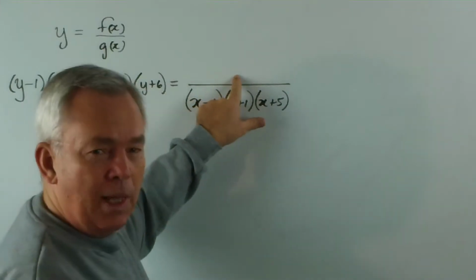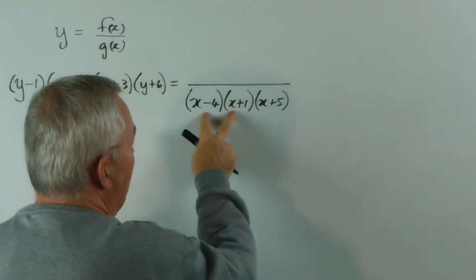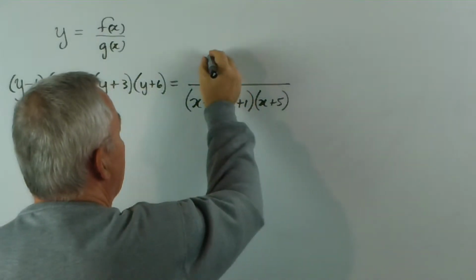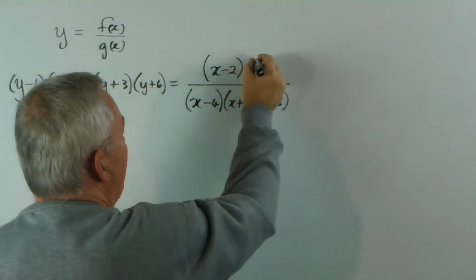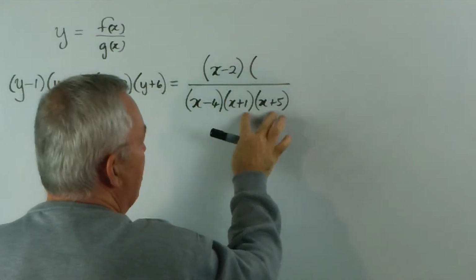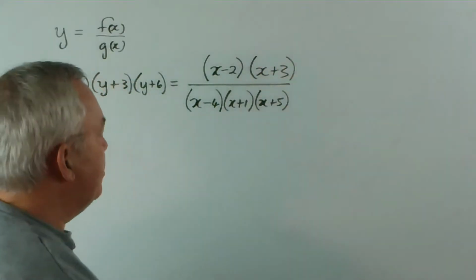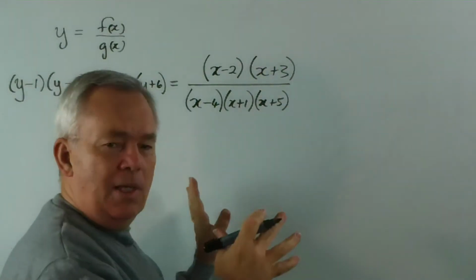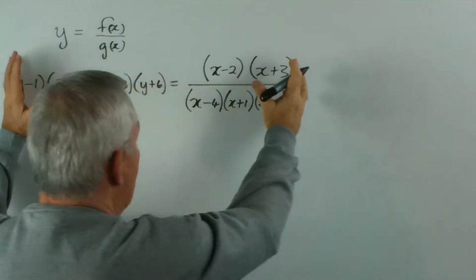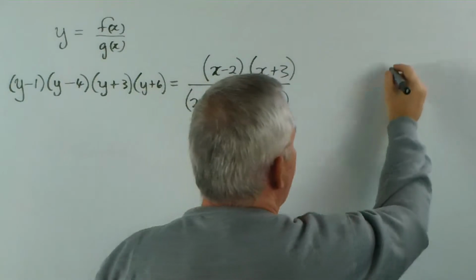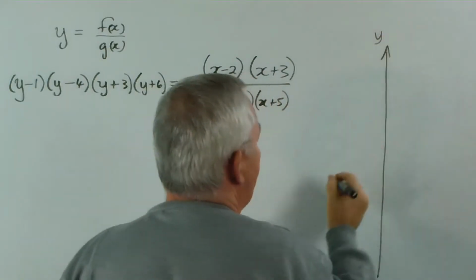I want to have a look at what happens here. Now I'm going to put in a factor between minus 4 and plus 1. Let's put minus 2. And I'm going to put one between the 1 and the 5. So let's put x plus 3, smack in the middle. And let's see what this does to the graph. Now, it's such a big equation, I've restricted room for my graph, but we'll do the best we can.